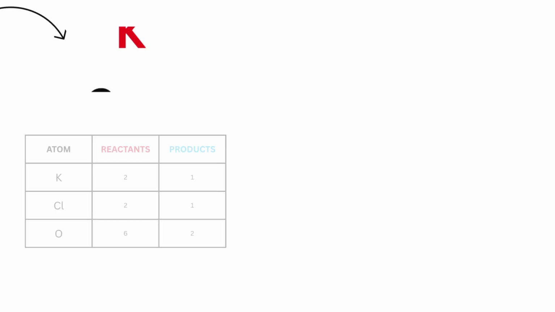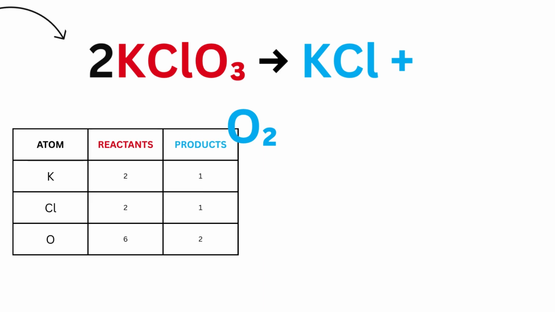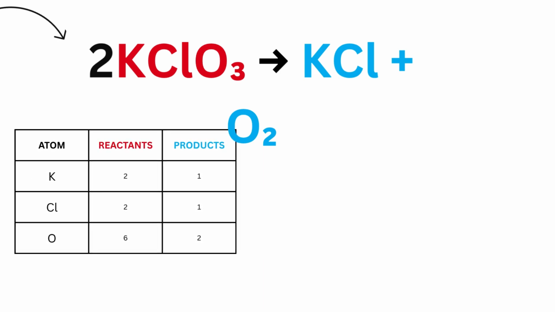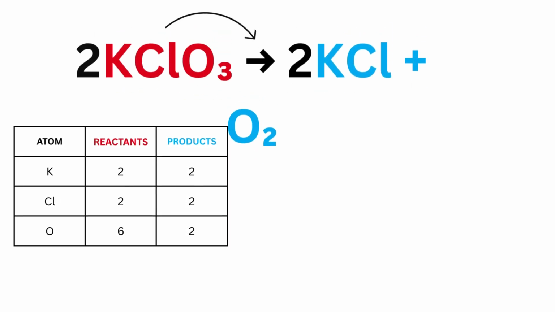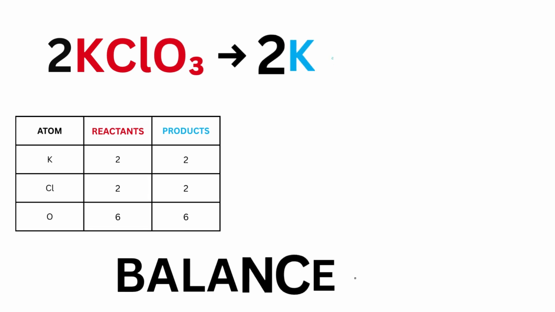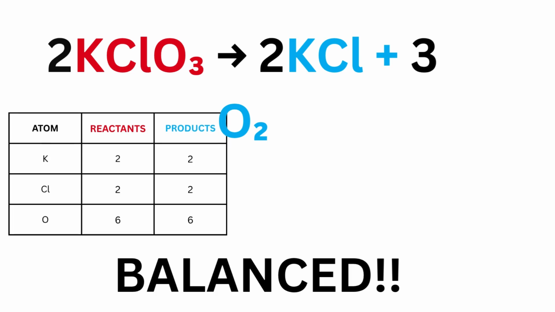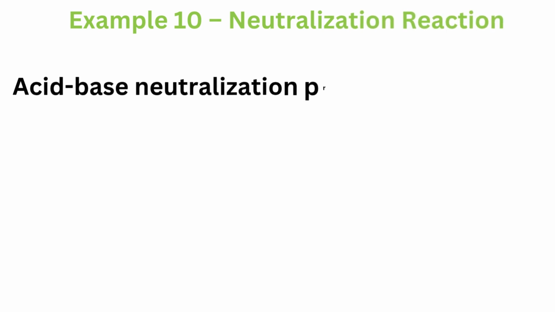First, we assign a coefficient of 2 to the KClO3 compound. This increases the total number of potassium, chlorine, and oxygen atoms on the reactant side to 2, 2, and 6, respectively. This leaves the atoms on the product side short. To mitigate this, we assign a coefficient of 2 to the KCl compound on the product side, which in turn balances the potassium and chlorine on both sides of the equation. To balance the oxygen, we assign a coefficient of 3 to the diatomic oxygen on the product side. This balances our equation.